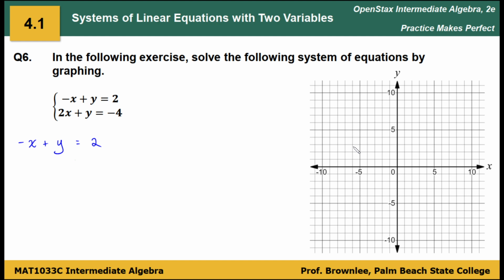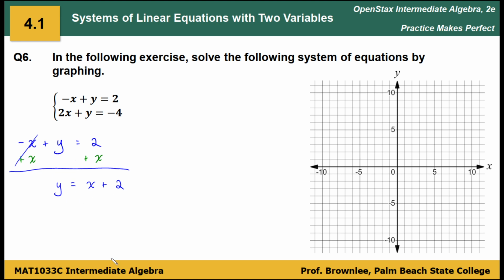And I think for at least this first equation, the easiest thing to do would be to put this equation into slope-intercept form, because all we have to do is just add x to both sides. And of course, when we do that, the x cancels on the left. The only thing remaining now on the left-hand side is that y. So we have y equals positive x plus 2. So we are now in y equals mx plus b.